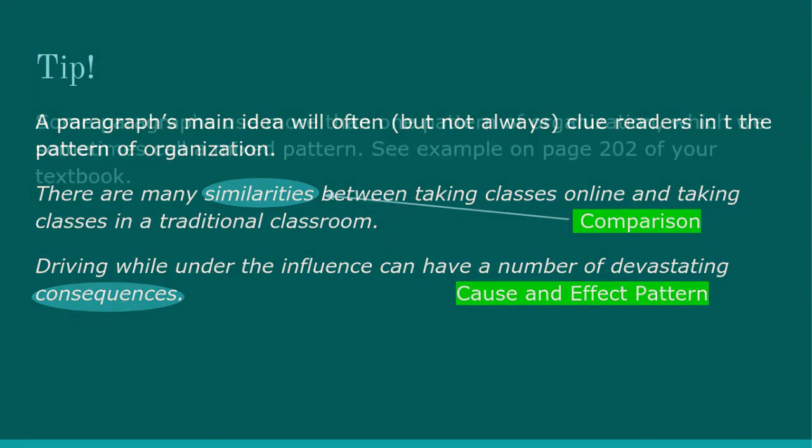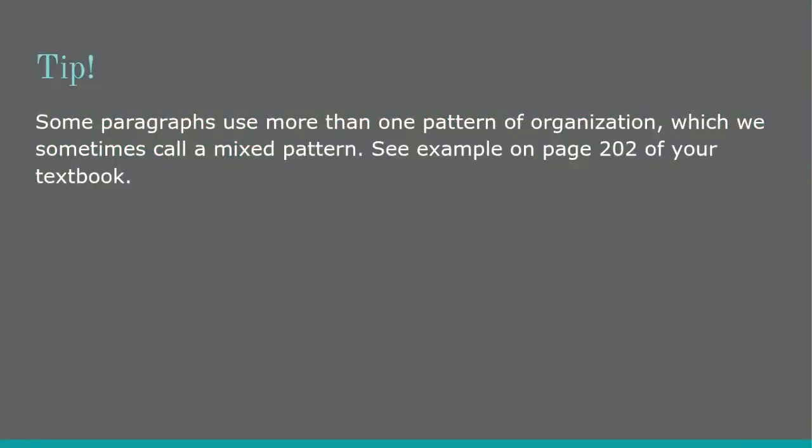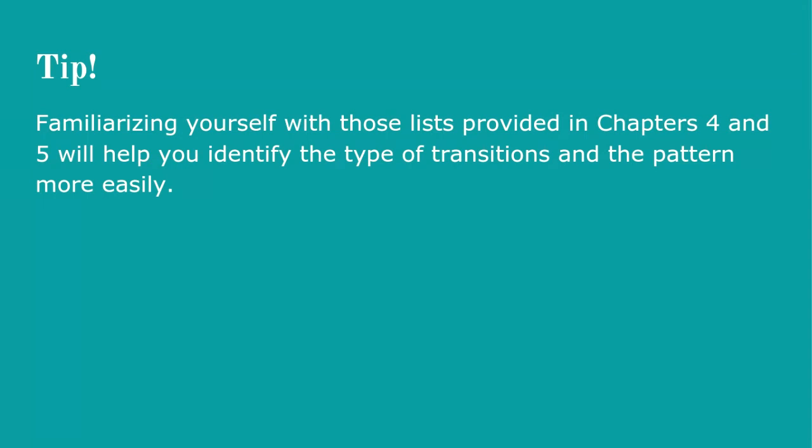It's another tip. Some paragraphs use more than one pattern of organization, and that is sometimes a mixed pattern. So you need to look at an example of that carefully on page 202 of your textbook. And finally, familiarizing yourself with those lists provided in Chapter 4 and 5 will help you identify the type of transitions and the patterns more easily. So I would, again, mark those and go back and look at them often. Read through them once a day if you can.